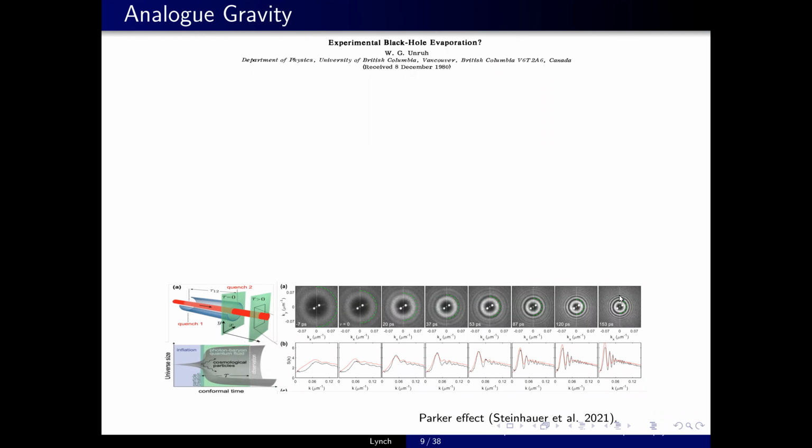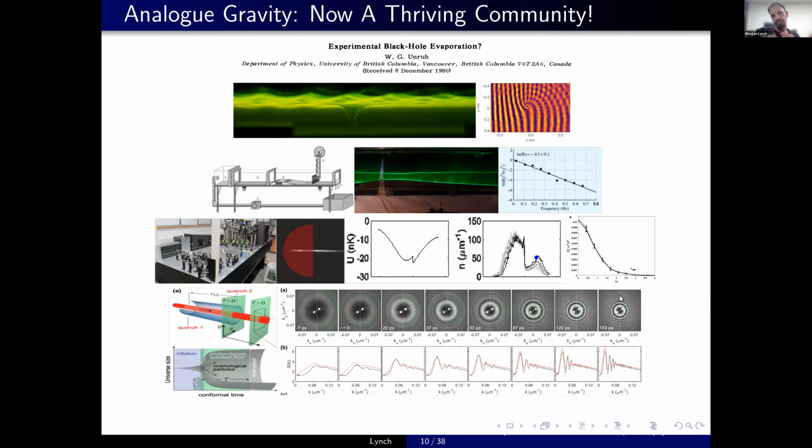This investigates cosmological particle production in a polariton system. Say that again. In a polariton system. It was published, I think, in Nature Physics. Yeah, this was his latest one. Steinhauer actually has Hawking and Parker effects now, which I thought was pretty interesting. But presumably it's available on the arXiv. Yeah, absolutely. I believe he presented this somewhere recently.